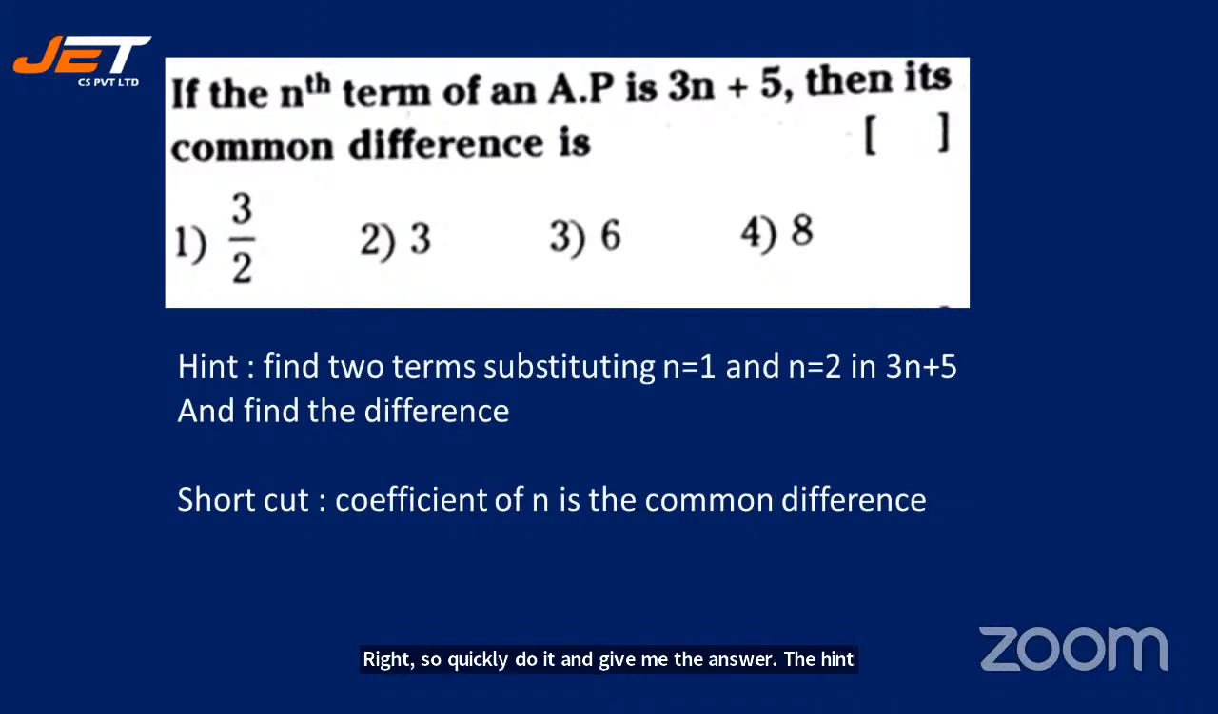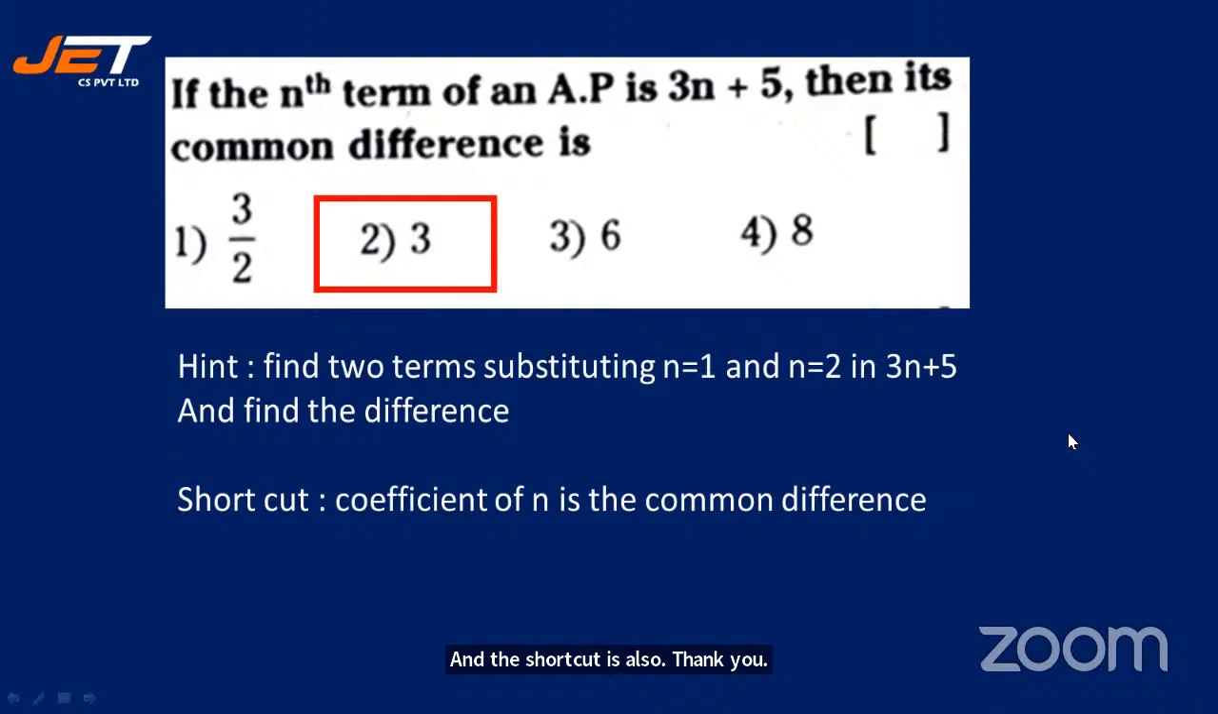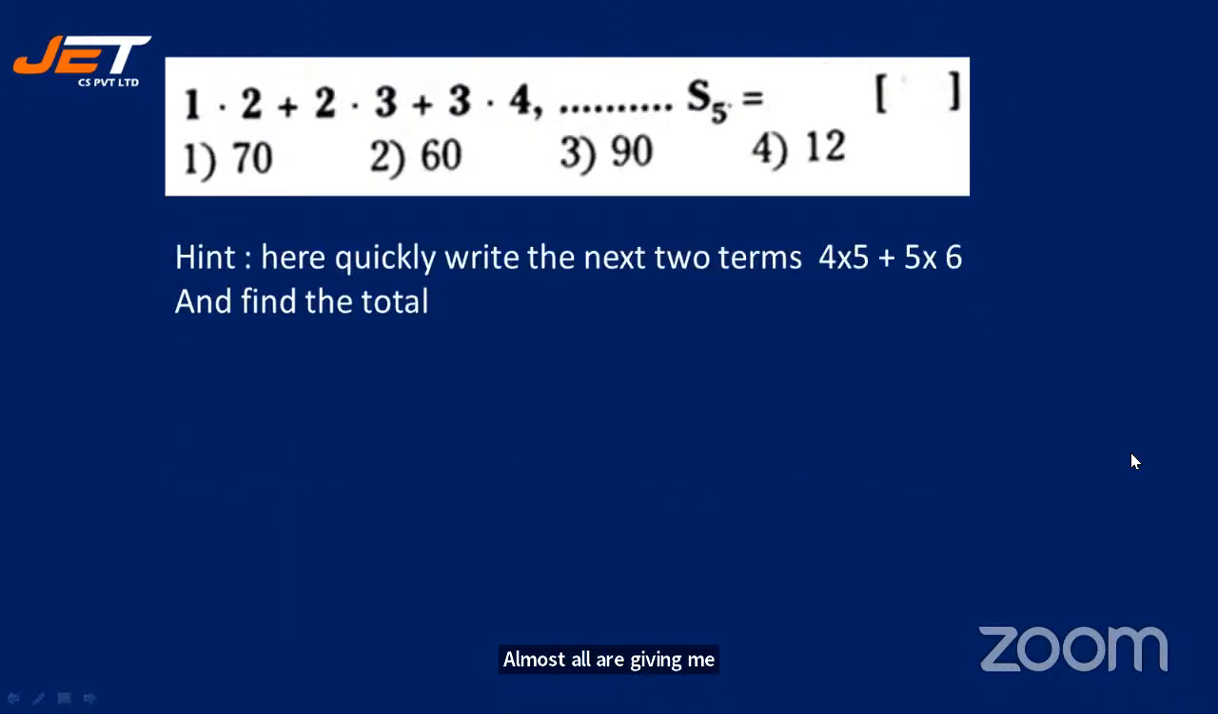The hint is given to you, a very useful hint, and a shortcut is also mentioned. Coefficient of n is the common difference. Let's see the answer. It's option 2, 3. How many are giving me option 2? Yes. Almost all are giving me option 2 as the right answer. Perfect, students. Let's move on to the next question.